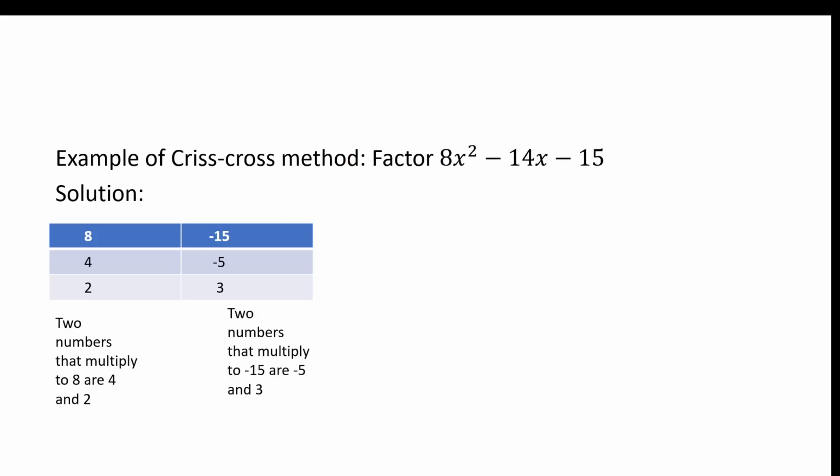Now, what if we wanted to try the crisscross method? Well, say for instance we wanted to factor 8x squared minus 14x minus 15. What we could do is come up with two numbers that multiply to 8, and we might try positive 4 and positive 2. And come up with two numbers that multiply to negative 15, we might try negative 5 and positive 3. We don't know if this is the correct order of things, but it's what we're going to try first. Now, what we do is we crisscross and multiply.